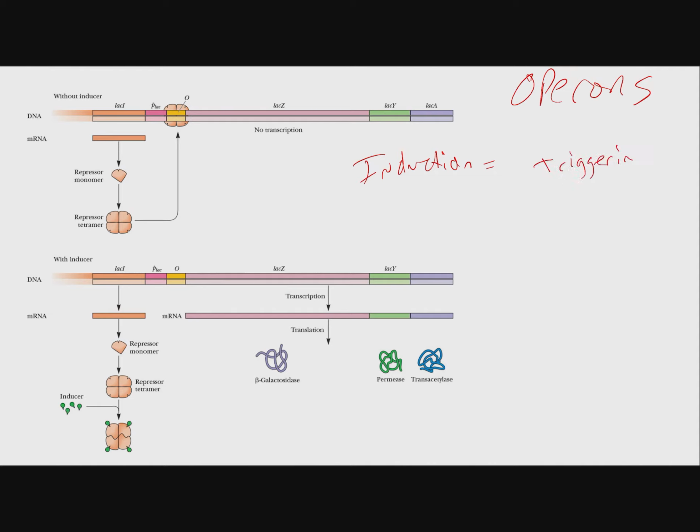So, triggering by inducer. Now an inducer is a molecule that turns on the transcription of a gene. So an inducer can induce, or by induction, turn on a gene that would have normally not been transcribed. Again, it's a structural gene that's under control of a regulatory gene. Okay, so let's go into a little more detail.